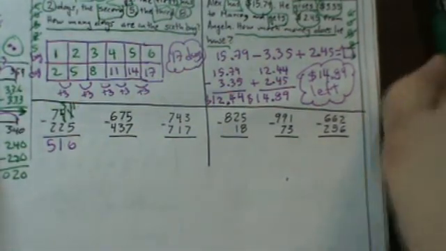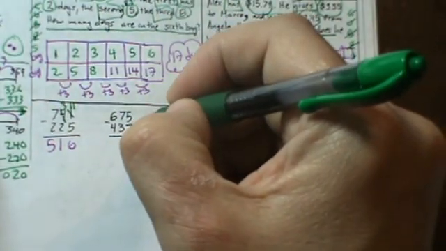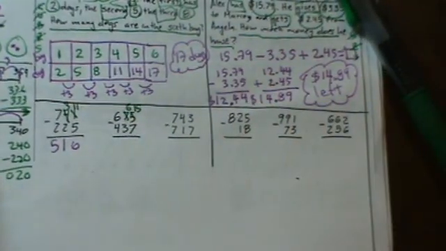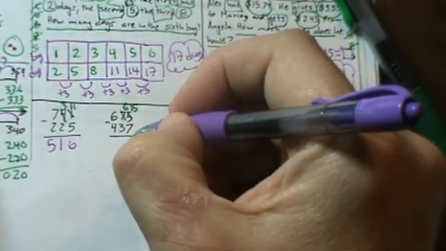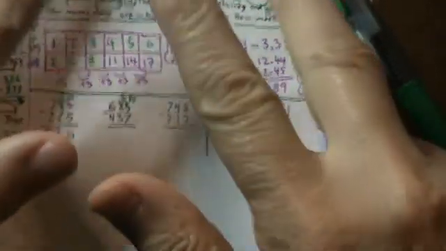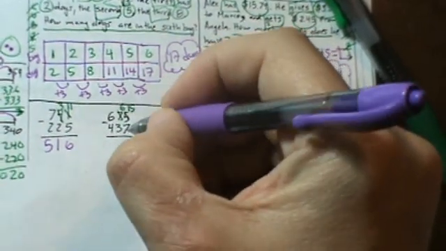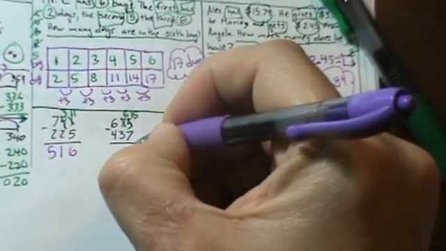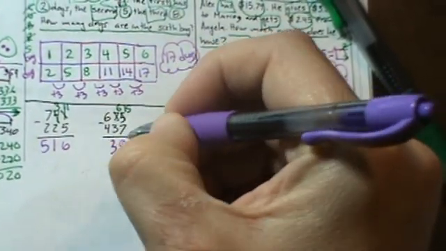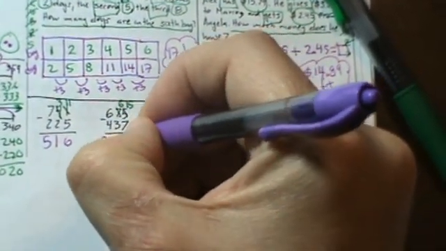Next one. 5 minus 7, I can't. I have to ask the neighbor. This 7 is going to be 6 now, and the 5 is going to be 15. 15 minus 7: 8, 9, 10, 11, 12, 13, 14, 15. That's 8. So 7 to get 15, I need 8. And then 6 minus 3 is 3. And 6 minus 4 is 2.